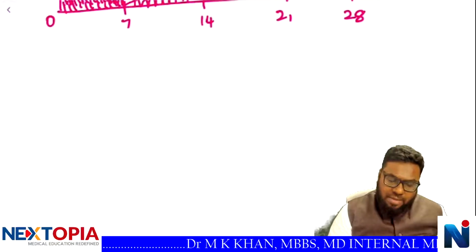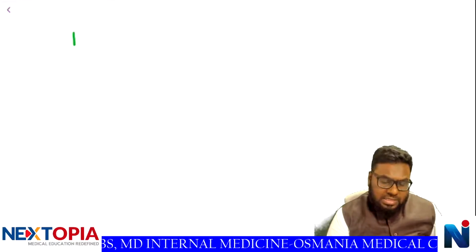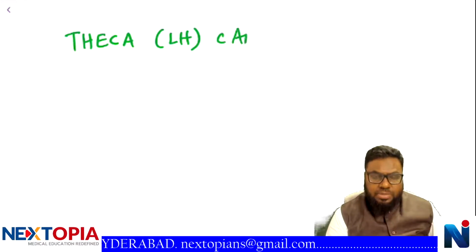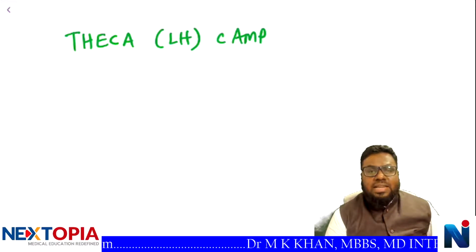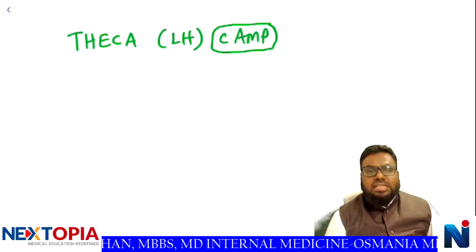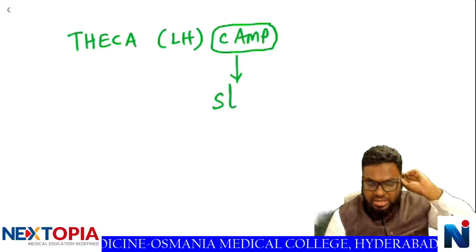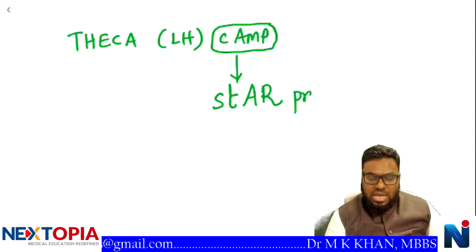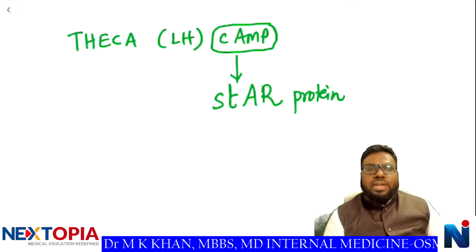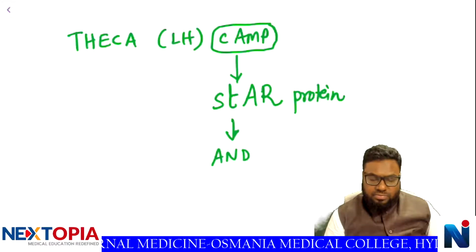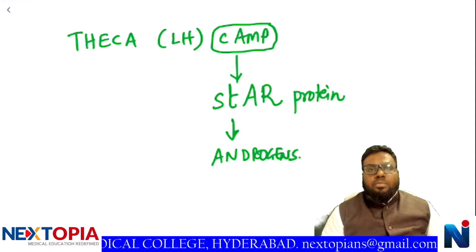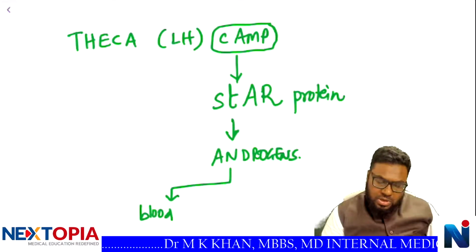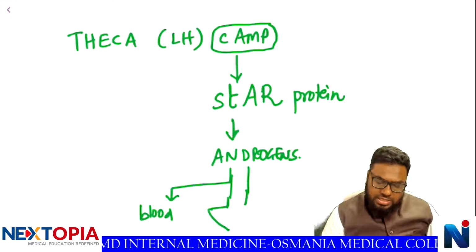Now let us try to understand one by one what happens to the theca cell and what happens to the granulosa cell. Please remember, there is a cell called the theca cell, which is under the influence of LH and has LH receptors. Via a cyclic AMP mediated mechanism, the cholesterol present inside the mitochondria of the theca cell is activated by a protein called steroidogenesis activation regulatory protein, the StAR protein. The StAR protein is activated. Through various pathways, androgens are synthesized. Out of this, a small amount goes to blood circulation and a major amount reaches the adjacent granulosa cell.